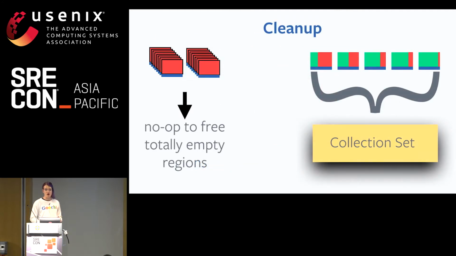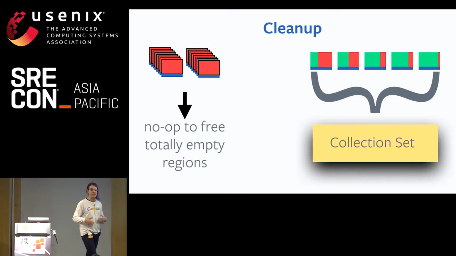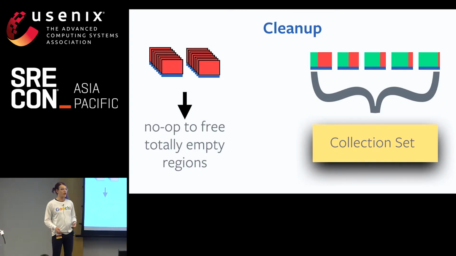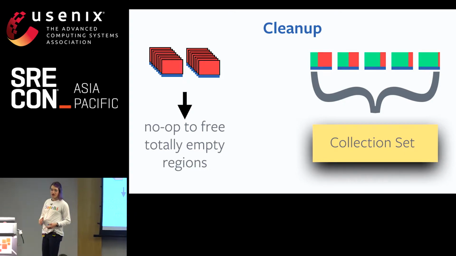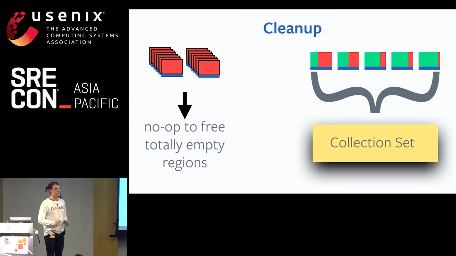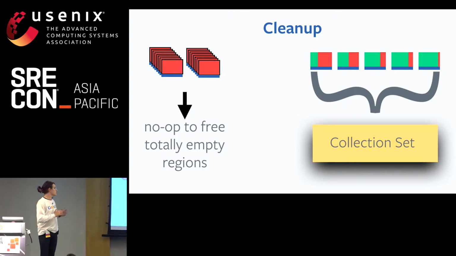Because when we move to cleanup, the first thing to do is regions that are entirely dead, that's the easy thing to do. That's the no-op. We can give that memory back to the application right away, so we do that first. Then after that, we have our collection set. A collection set is the set of regions during a given collection cycle that the collector will first evacuate and then free up.